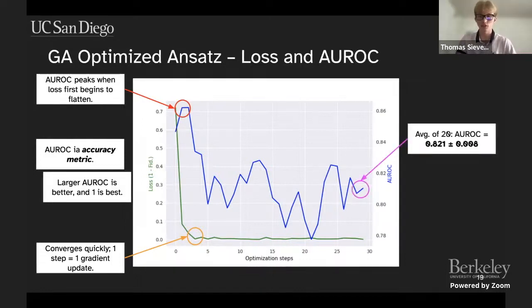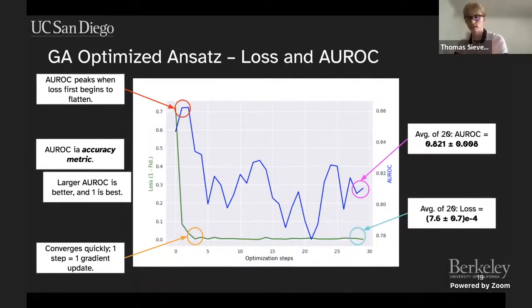And then, just some stats. After we got this best ansatz, we retrained it in the typical VQC way, just to get some statistics on its average AUROC and loss. We did that 20 times and averaged, and this is what we got. So it seems to be performing pretty consistently and decently well. 0.82 AUROC is not bad at all, especially given how large our data set is.